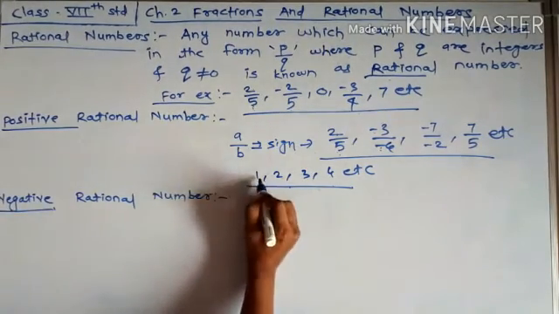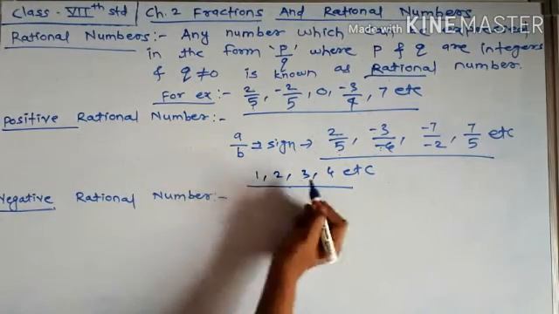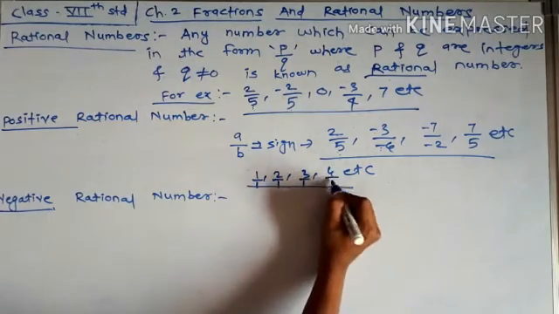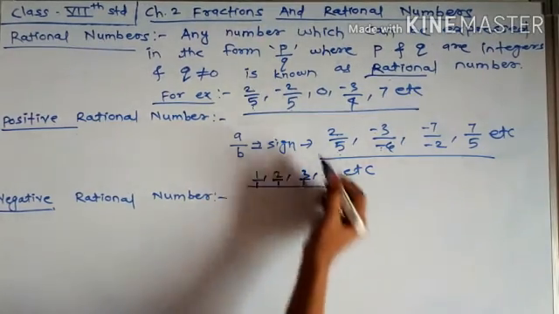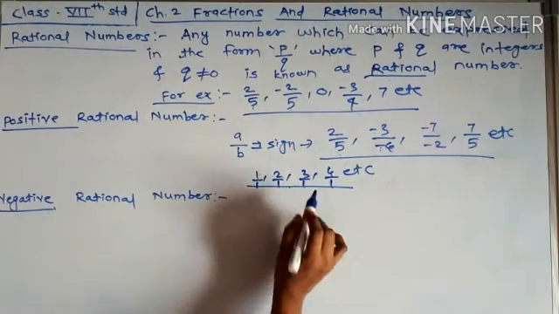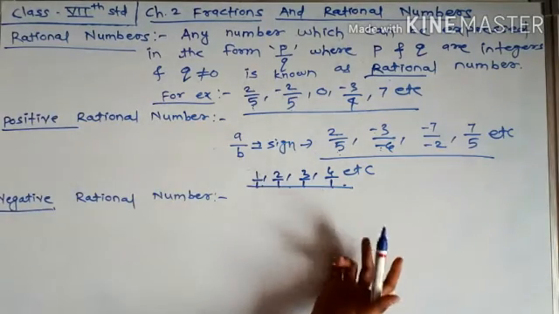Why? Because every positive integer can also be written in the form 1 upon 1, 2 upon 1, 3 upon 1, 4 upon 1. That means it is in the form p by q where both are integers. Therefore every positive integer is also a positive rational number.